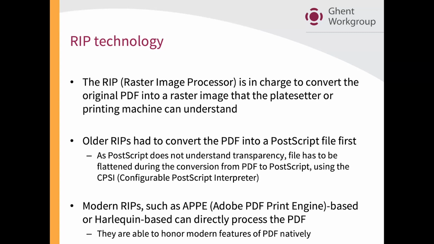What is a RIP? RIP stands for Raster Image Processor. And this is actually the system that is in charge of converting the original content of your PDF into a raster image that the platesetter, or now the printing machine, can understand. The older RIPs had to convert the PDF to PostScript first before being able to convert that into a raster image.